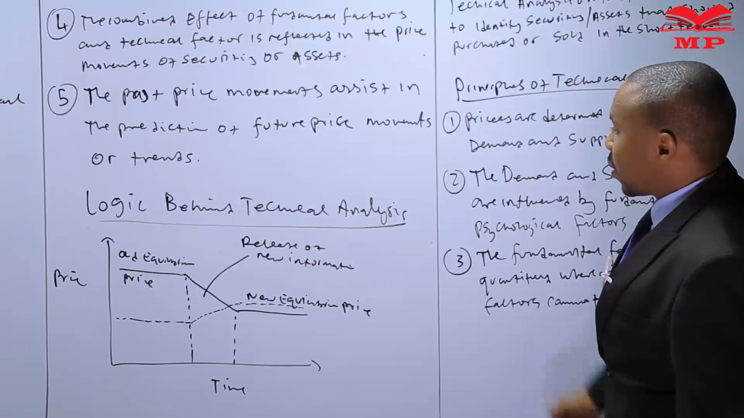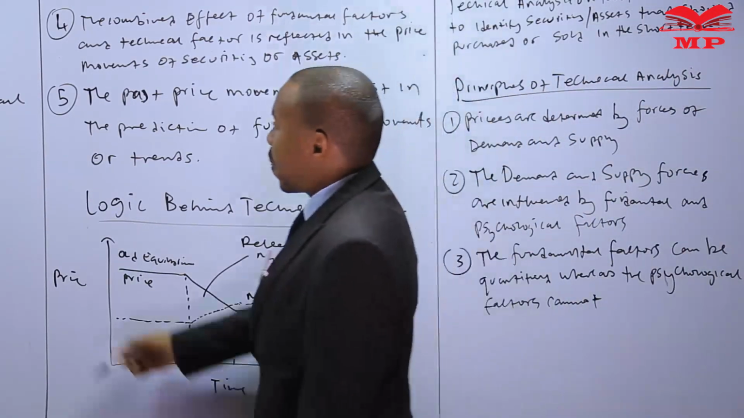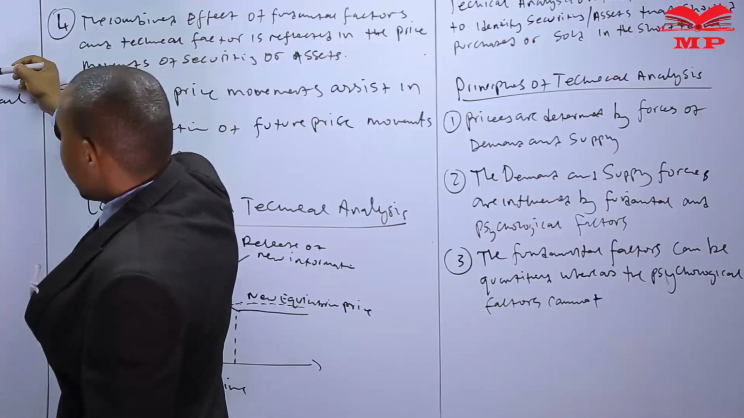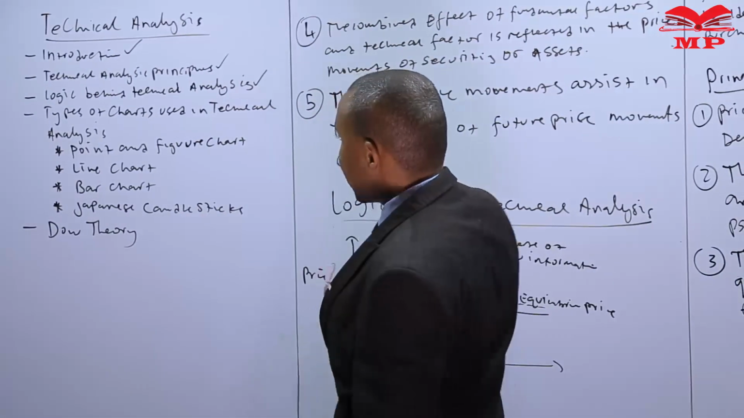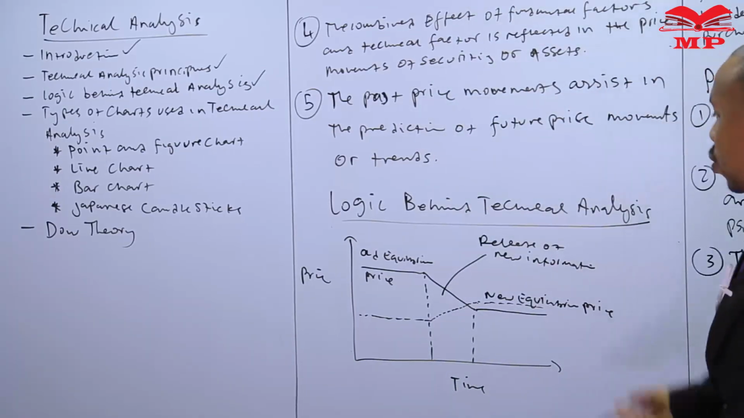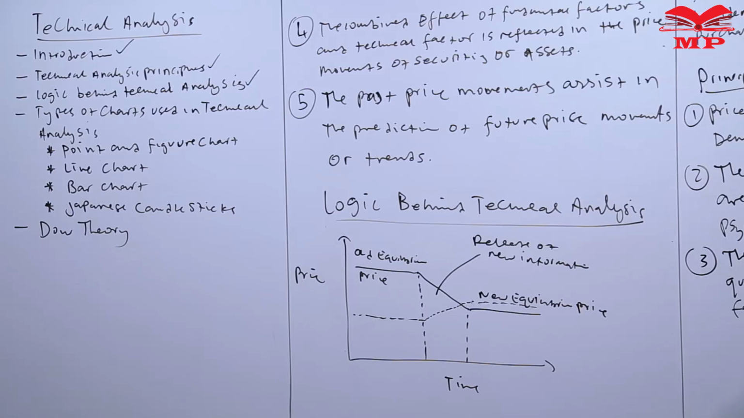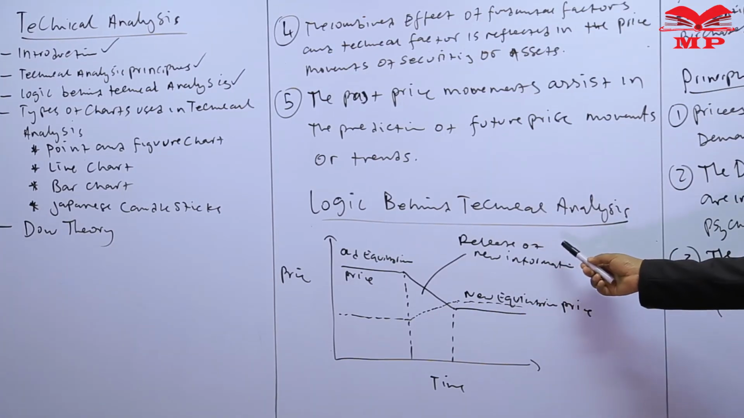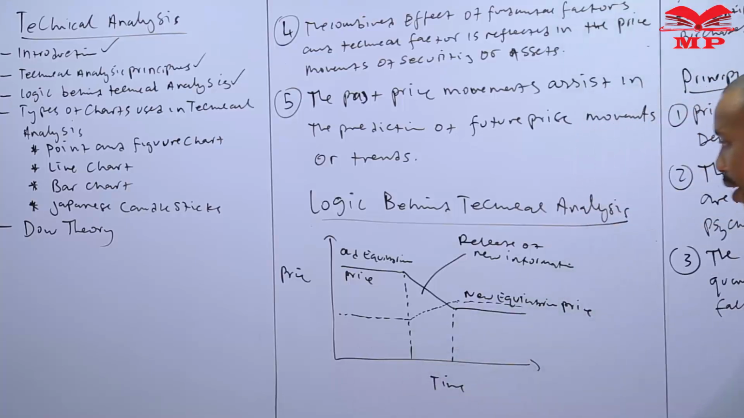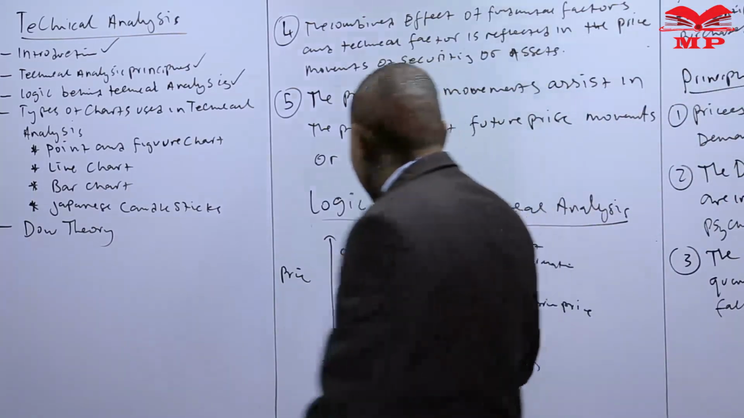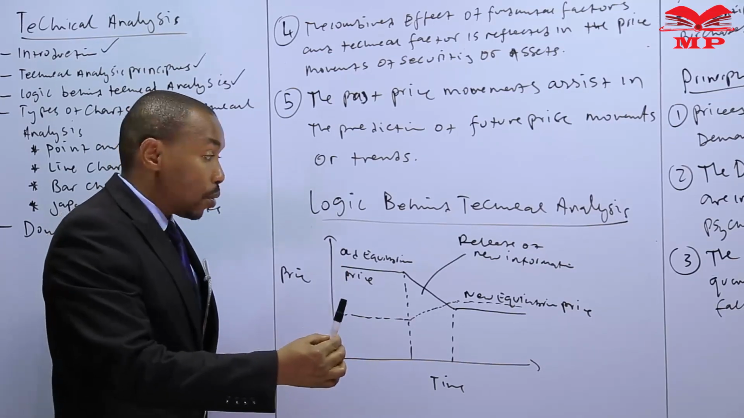Now, having looked at the logic behind technical analysis, we can look at the types of charts used under technical analysis. So we move on to look at the types of charts used in technical analysis there. I hope this has actually provided some guidance. The logic behind technical analysis is simple. You just need to plot a graph of price against time, and you understand the impact of release of new information.